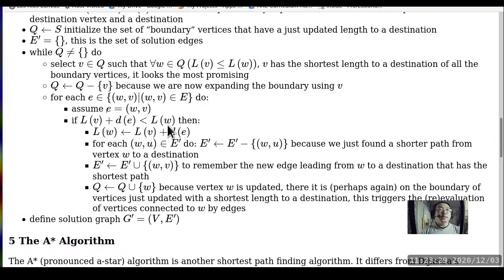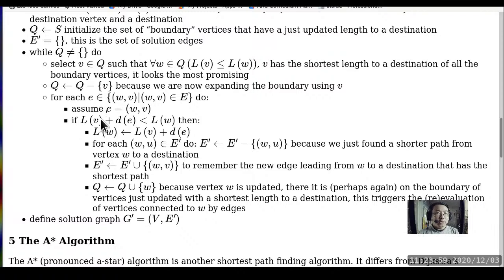So I'm basically saying, we might have discovered a path from W to a destination already, which has a length of L of W. But now we're finding an alternative path from W going through V to get to a destination. I want to compare these two paths and see which one is shorter.